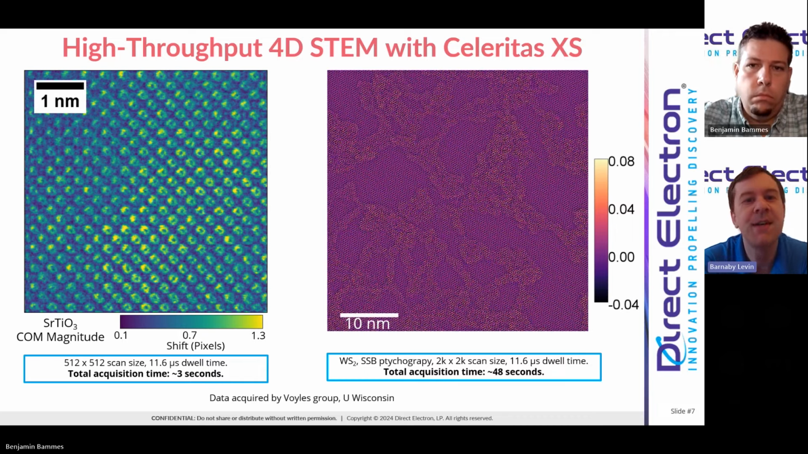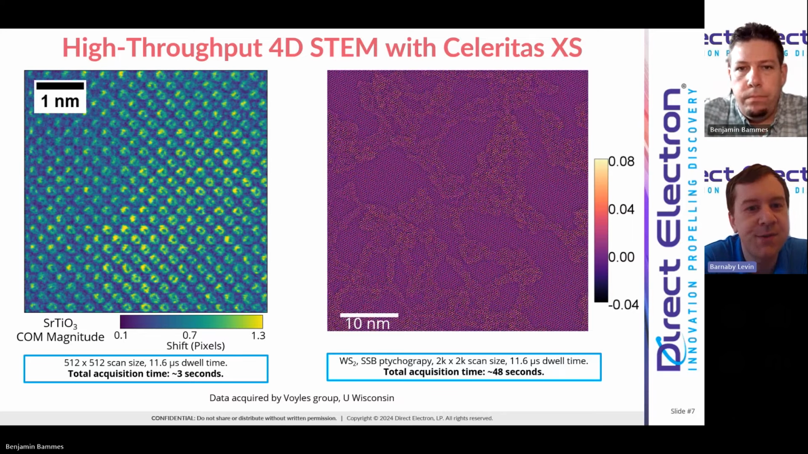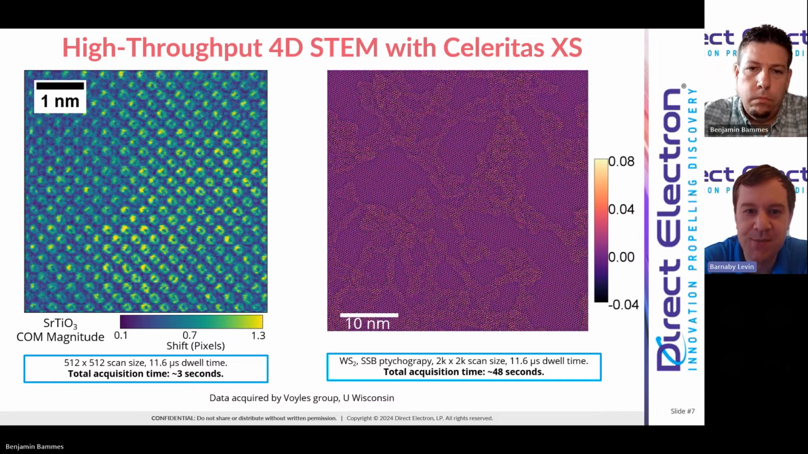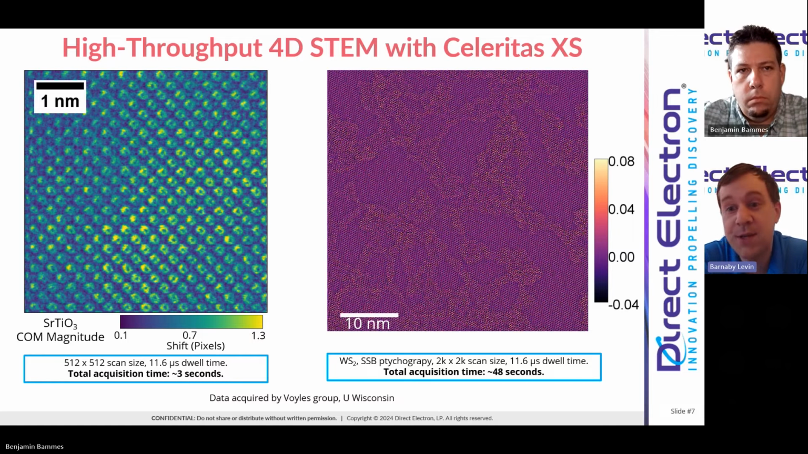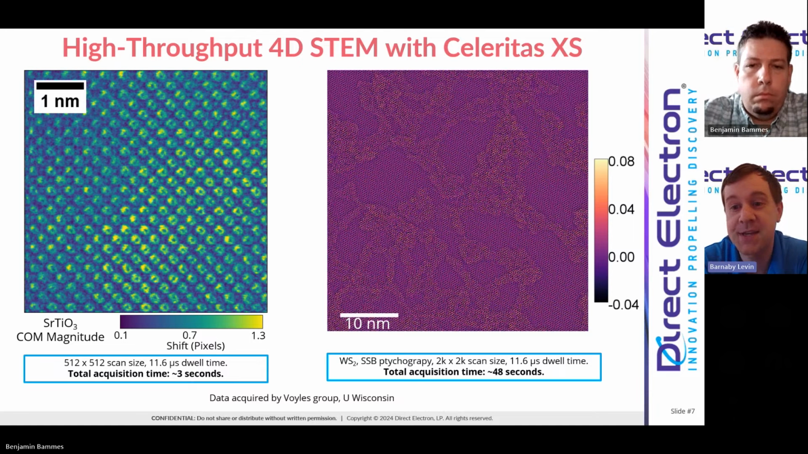And this image on the right here is an image of tungsten disulfide acquired by the Voyles group at the University of Wisconsin-Madison. This is actually a 2000 by 2000 probe position scan. And again, to give you an idea of how quickly we can acquire this data on Celeritas XS, that 2K by 2K scan took about 48 seconds, which for 4D STEM is very rapid.